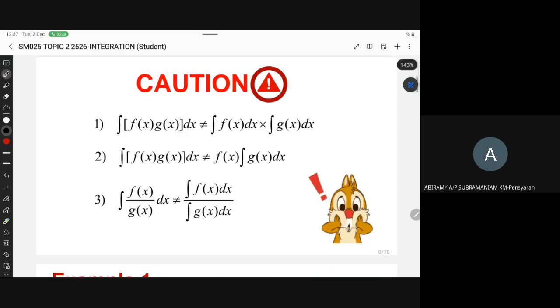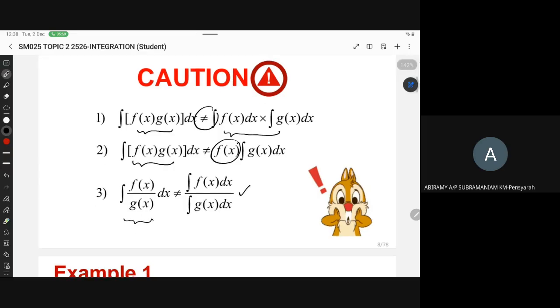Now we need to be very careful about integration that involves multiplication. We are not allowed to separate them. Same goes for multiplication, we are not allowed to bring out the function. And also for division, we are not allowed to separate the integration of division.